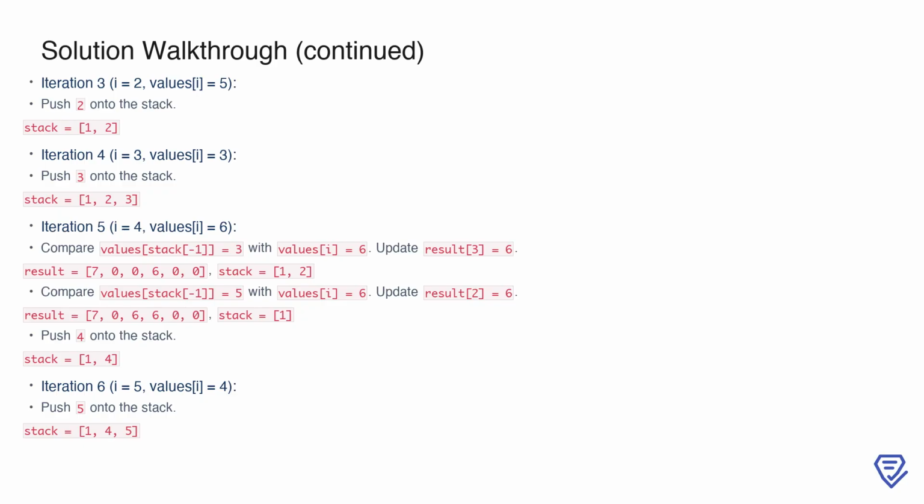We then compare 6 with the next top of the stack, which corresponds to value 5. Since 6 is greater than 5, we update result 2 to 6 and pop the stack again, leaving it as 1. Finally, we push index 4 onto the stack, making it 1, 4. In the sixth iteration, with index 5 and value 4, the top of the stack is 6, which is greater than 4, so we simply push index 5 onto the stack, resulting in 1, 4, 5.